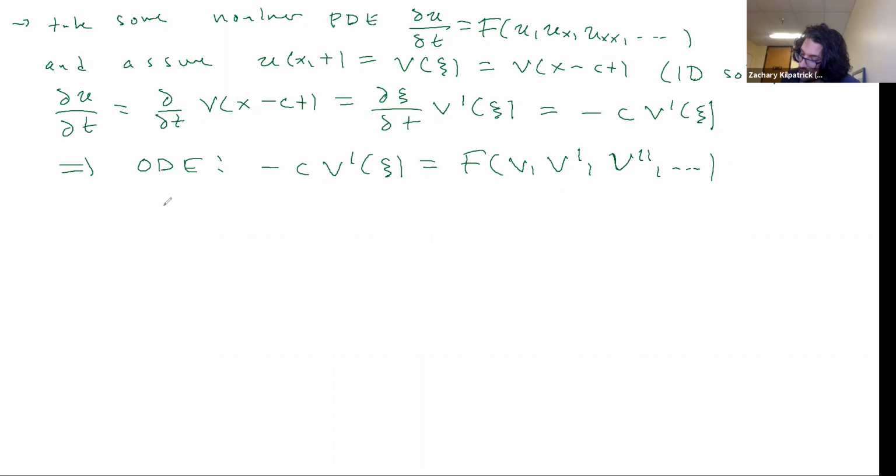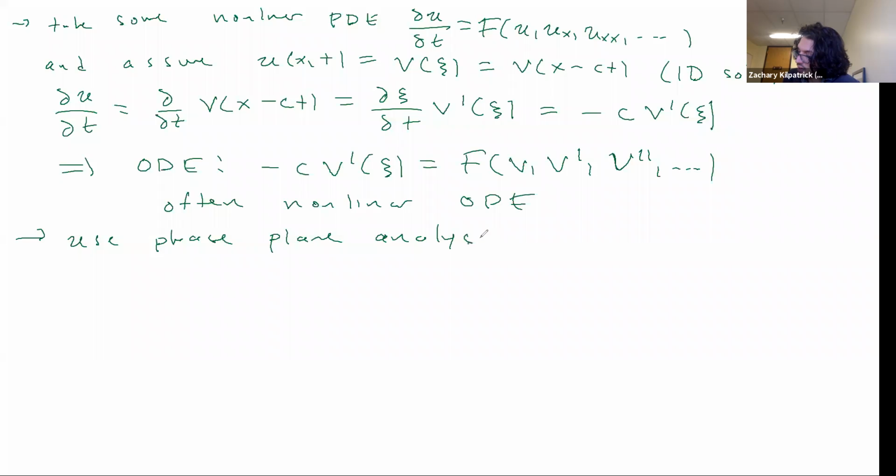So this ODE, right, is often going to be a nonlinear ODE, okay? But an ODE is way easier to deal with, and there are way more possibilities for analyzing them than PDEs, right? One of these is what's called phase plane analysis, okay? Where essentially we graphically represent the solutions to our equation. If this is just a second order ODE, we're in luck because we can write a second order ODE just as a system of 2 first order ODEs, okay?